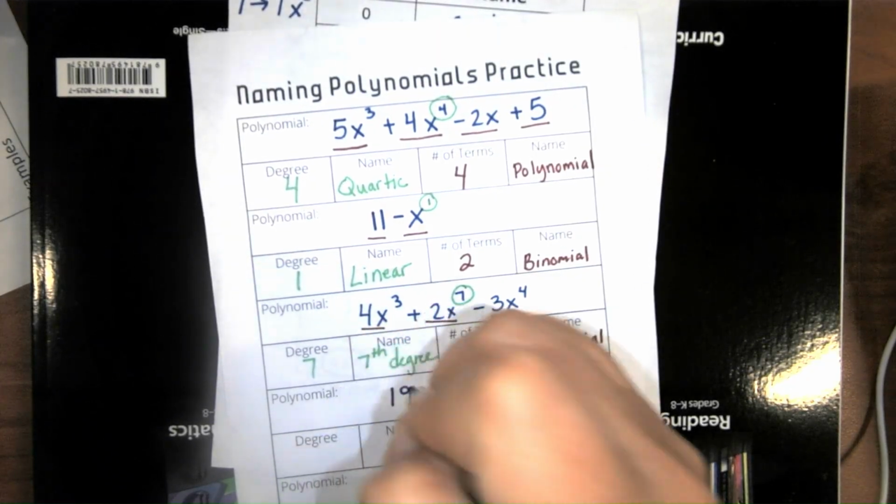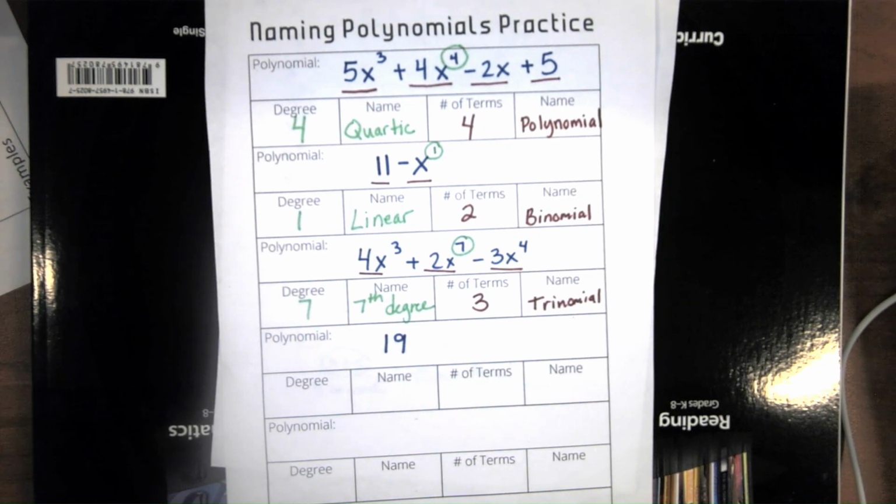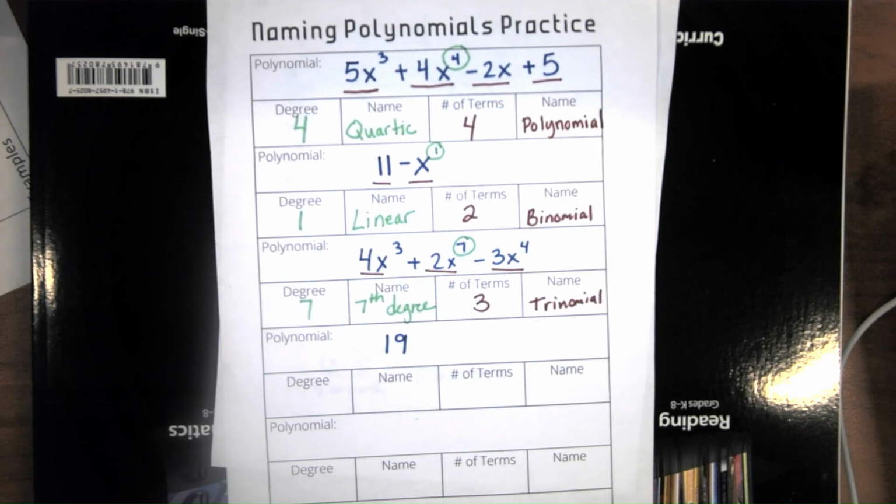Our next polynomial that we're going to do is 19. So pause the video quick and write down the degree and the name and the number of terms and the name.